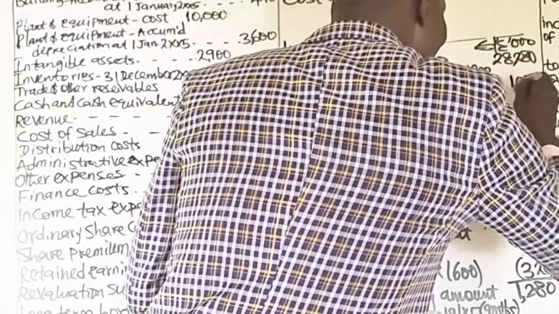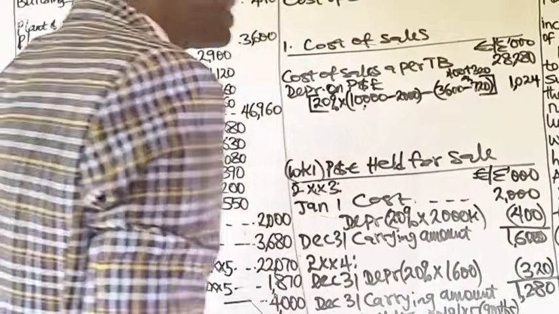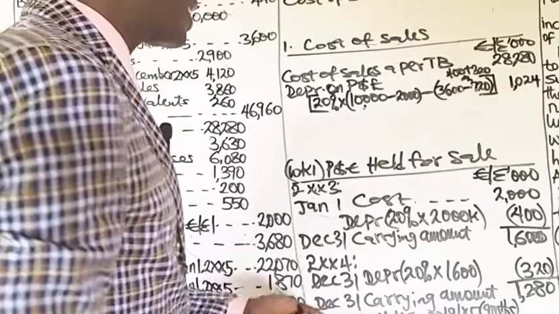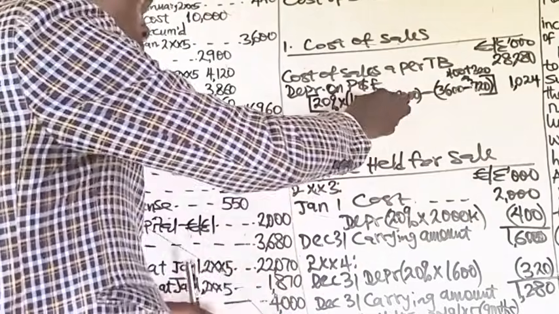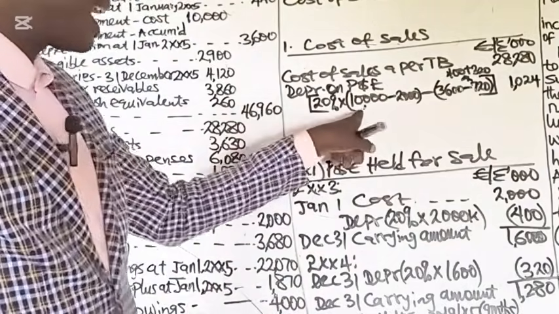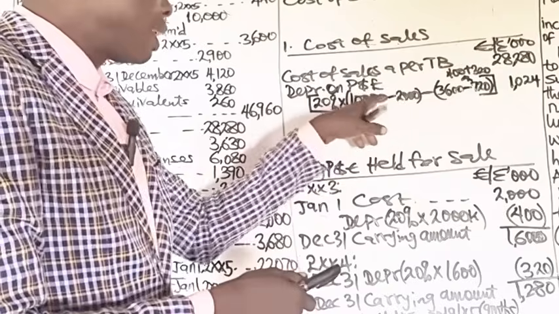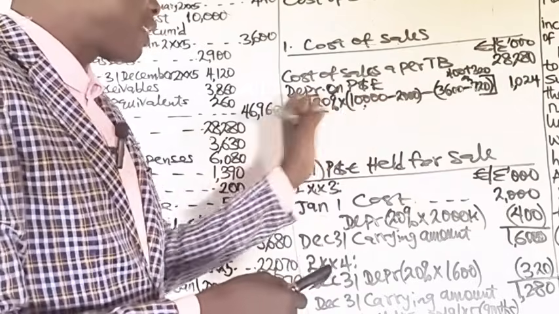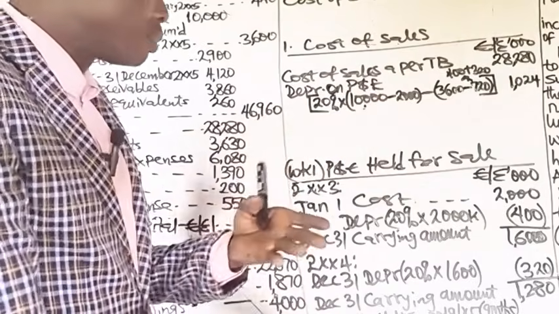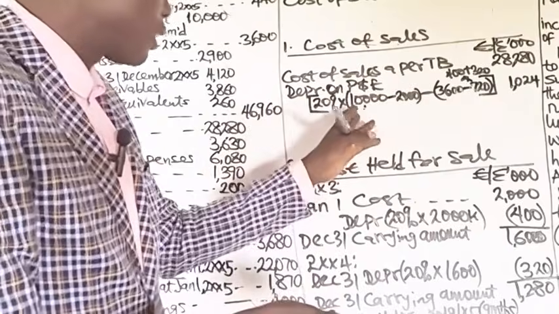1024. That is the accumulated depreciation on the remaining asset. Why are we subtracting 2 million here? We want to get the remaining asset which was not reclassified. So that means of 10 million, 2 million has been classified as held for sale. 8 million was not classified as held for sale.